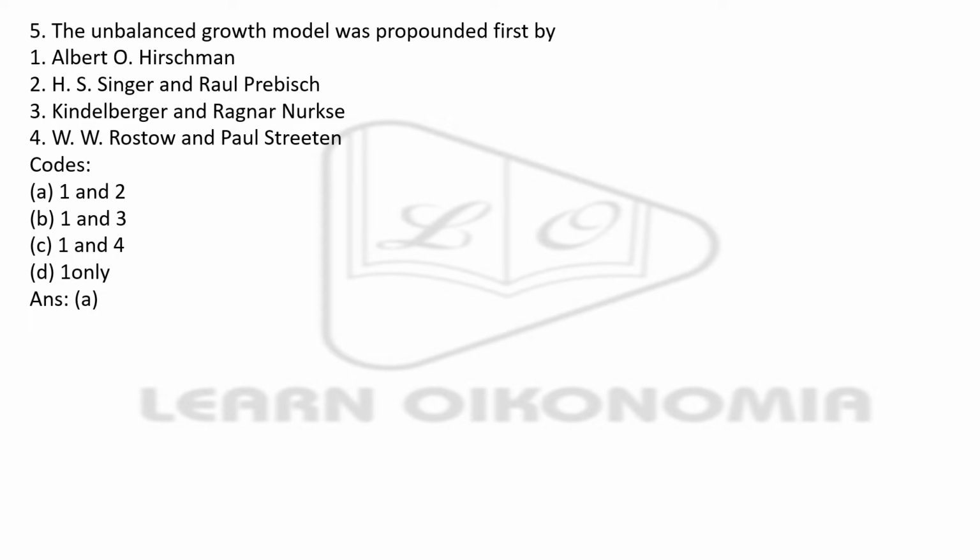Next, this question is related to development economics. It is asked: the unbalanced growth model was proposed first by whom? Albert O. Hirschman, Singer and Prebisch, Kindleberger and Ragnar Nurkse. Then you have Rostow and Paul Streeten in the question.